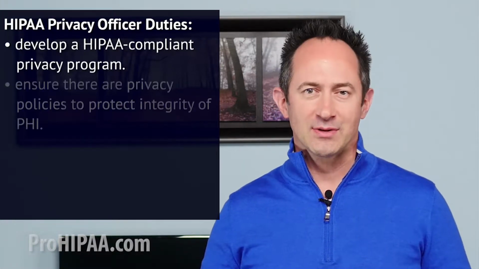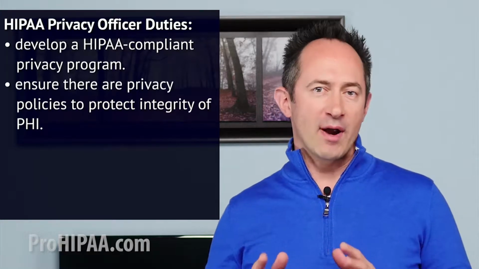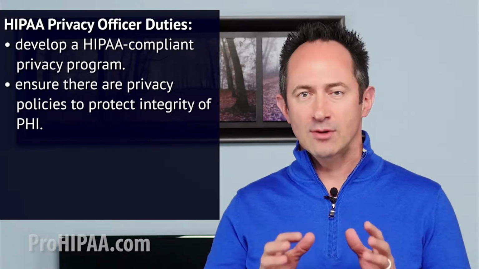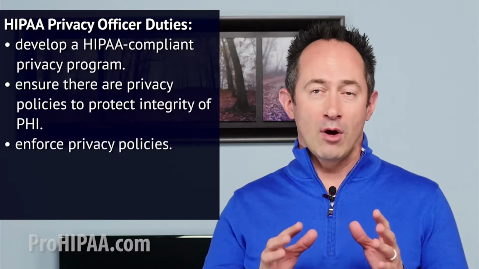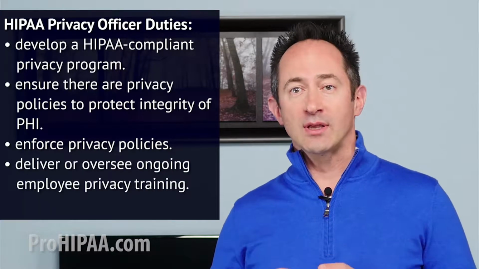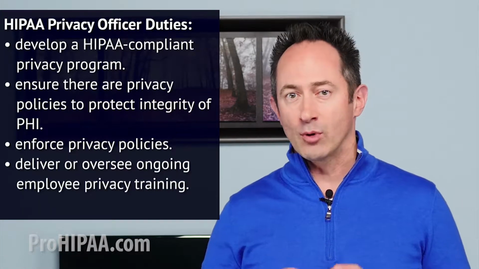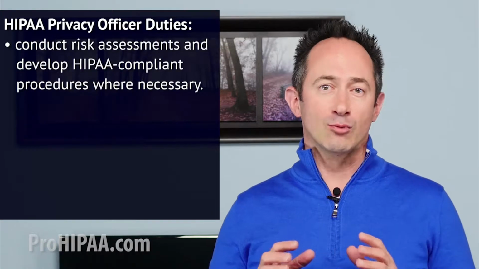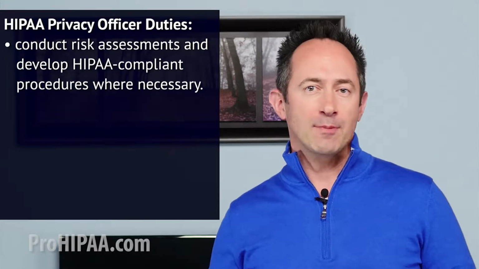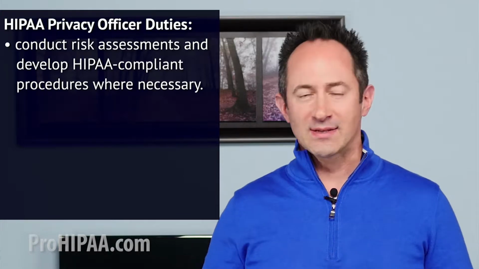A HIPAA privacy officer is responsible for developing a HIPAA-compliant privacy program if one does not already exist. They must ensure that there are privacy policies to protect the integrity of PHI and that they are all enforced. He or she will deliver or oversee ongoing employee privacy training, conduct risk assessments, and develop HIPAA-compliant procedures where necessary.